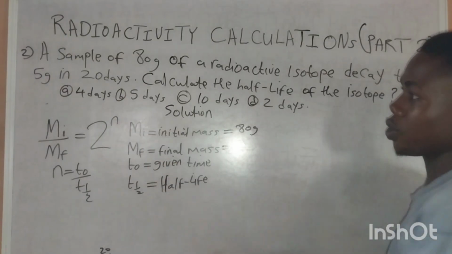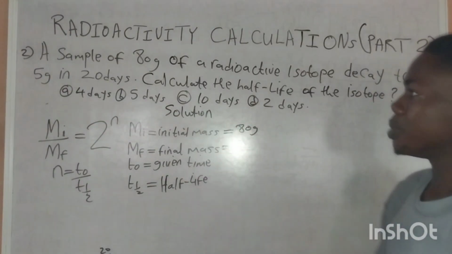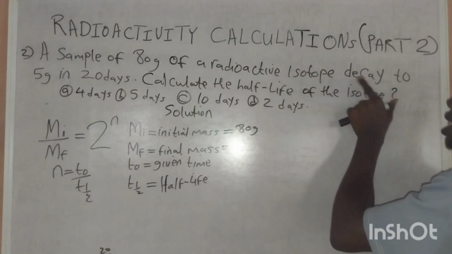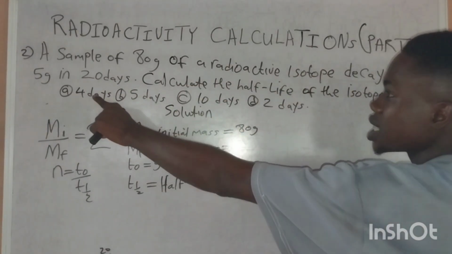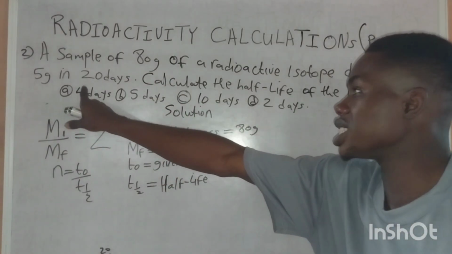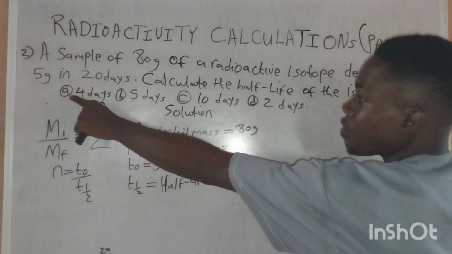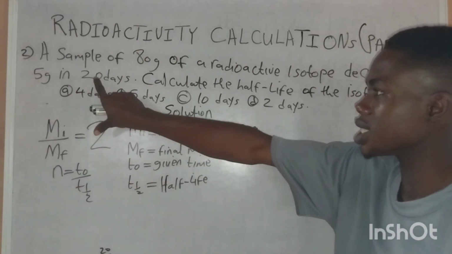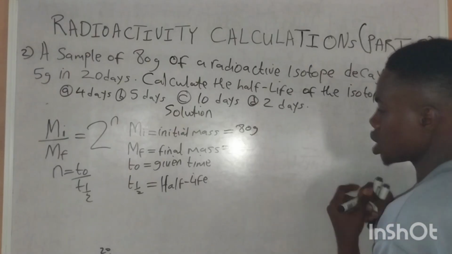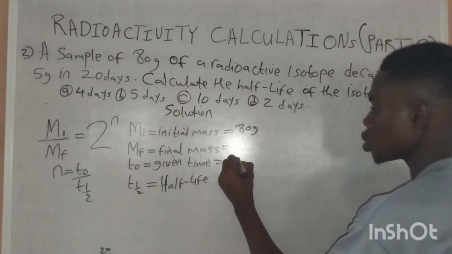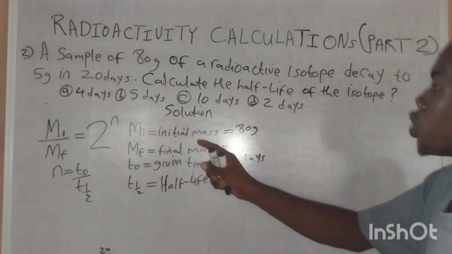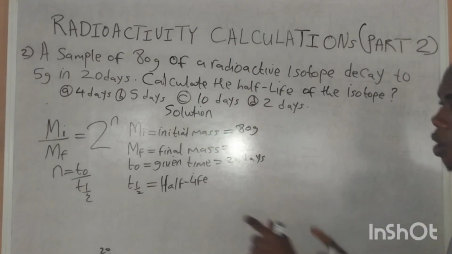Because the given time is in 20 days. The question says a sample of 80 grams of a radioactive isotope decays to 5 grams. So the sample was 80 grams before, but it has now decayed to 5 grams in 20 days. So this 20 days is our given time, which is the T naught. So our T naught equals 20 days. Please take note of this. Now the question says calculate the half-life, which is this T half.